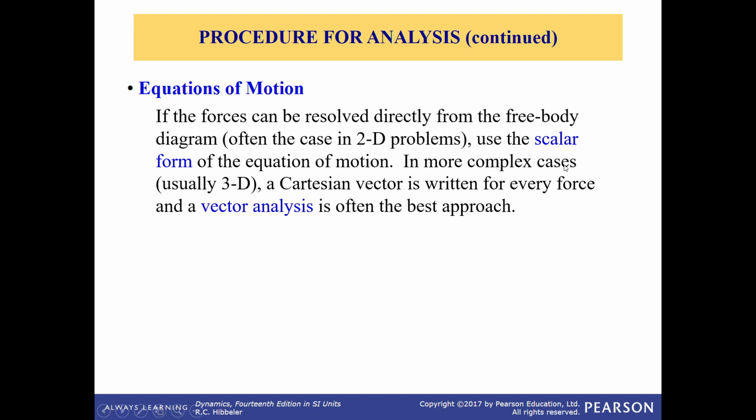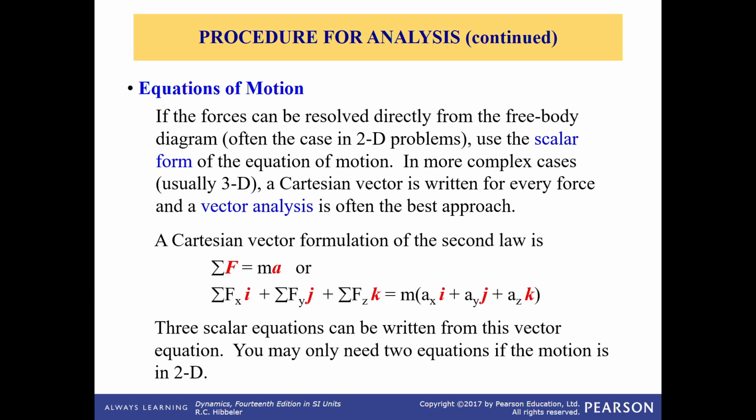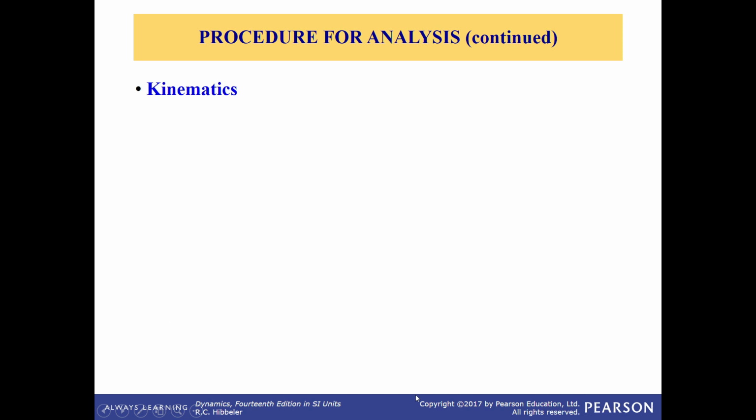In more complex cases, usually 3D, a Cartesian vector is written for every force, and vector analysis is often the best approach. This might be more complicated, meaning you need to add another plane, which is the z plane. So just equate Fx equal to max, Fy equal to may, while the last one, Fz equal to maz. This is what they mentioned just now. Three scalar equations can be written from this vector equation. You may only need two equations if the motion is in 2D.